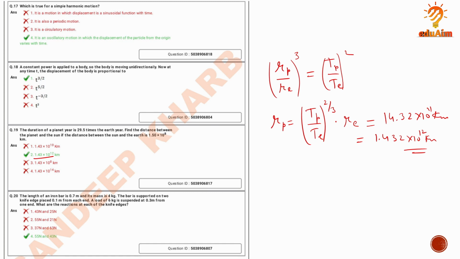20th question is the length of an iron bar is 0.7 meter. Its mass is 4 kg. The bar is supported on two knife edges placed 0.1 meter from each end. Load 6 kg is suspended at 0.3 meter from one end. What are the reactions at each of the knife edge?